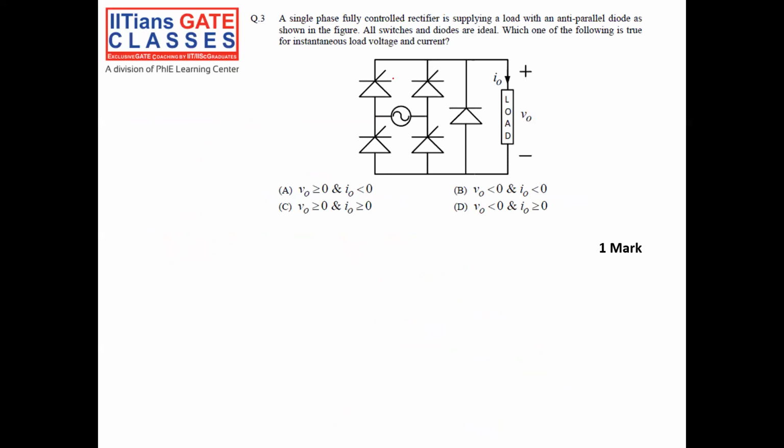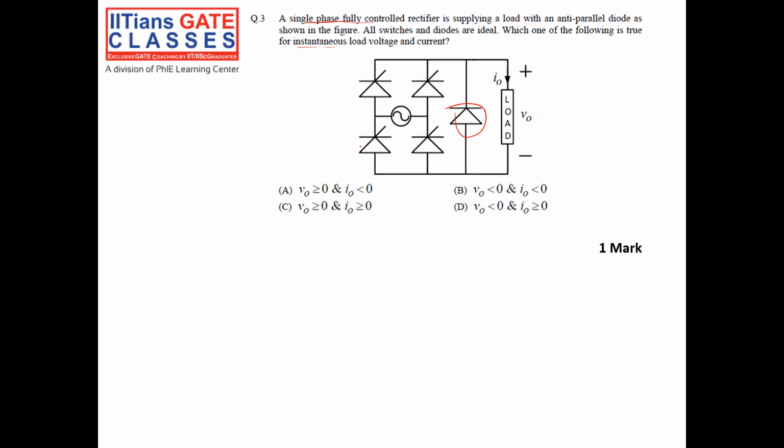In this question, a single fully controlled rectifier is supplying a load with an anti-parallel diode, as shown in the figure. All switches are ideal, right? Which of the following is true for instantaneous load voltage and load current? Since this is a controlled rectifier, it allows current only in one direction, only from anode to cathode.